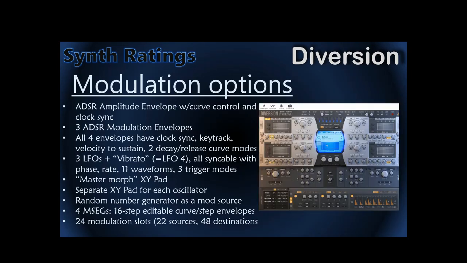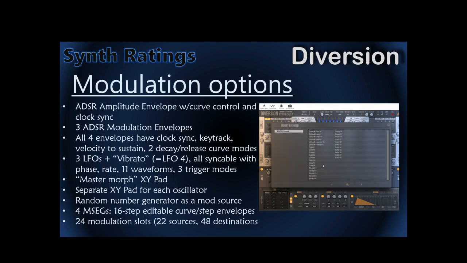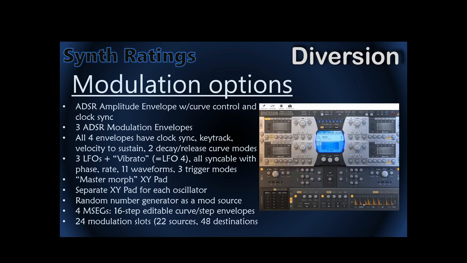There is a Master Morph XY pad in the center of the screen, and we also have a separate XY pad for each oscillator. A random number generator is available as a modulation source. A powerful feature is that we have 4 MSEGs available. MSEG stands for Multi-Step Envelope Generator. In this case, we have 4 16-step envelopes where you can edit the curve or the value of each of those 16 steps.